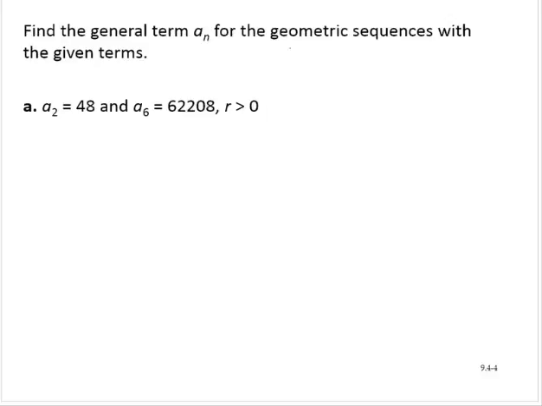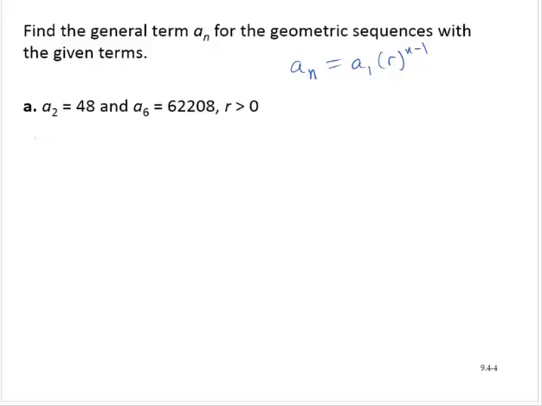Find the general term a sub n for the geometric sequence with the given terms. We have a sub 2 is equal to 48, and a sub 6 is equal to 62,208. So if we recall, the general term for a geometric sequence is a sub n is equal to a sub 1 by r to the n minus 1.